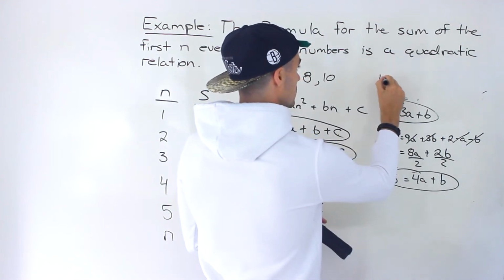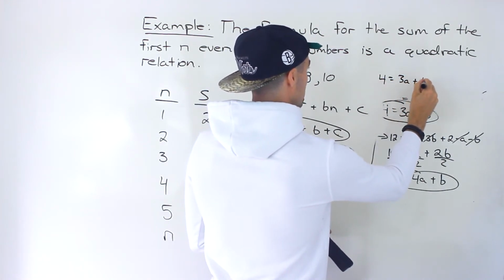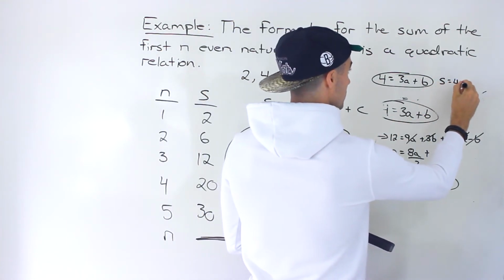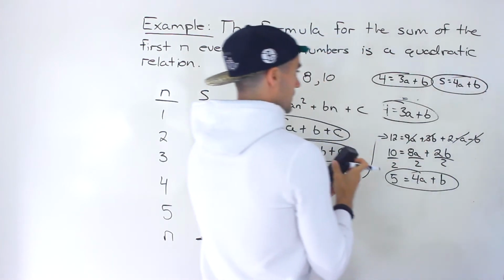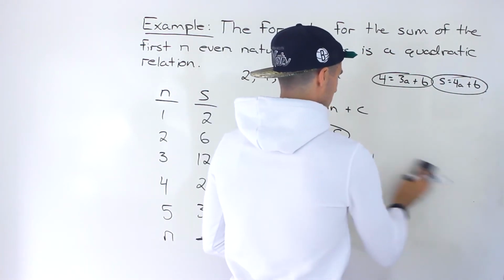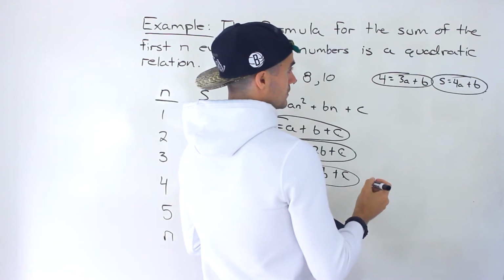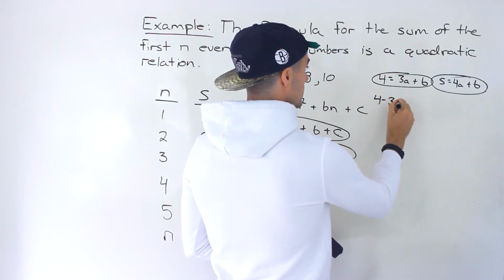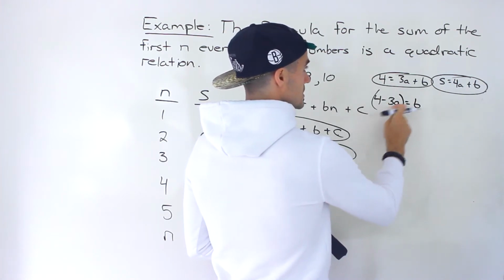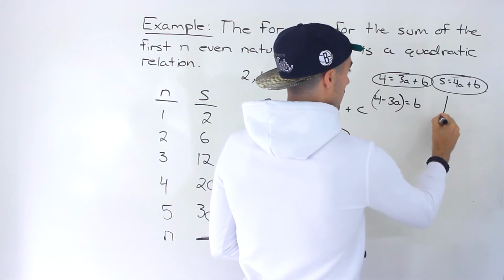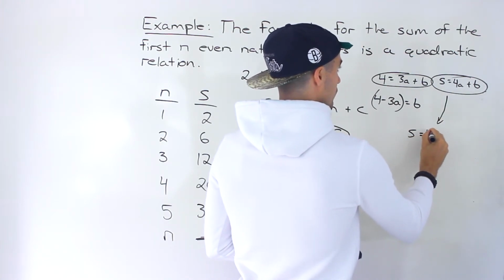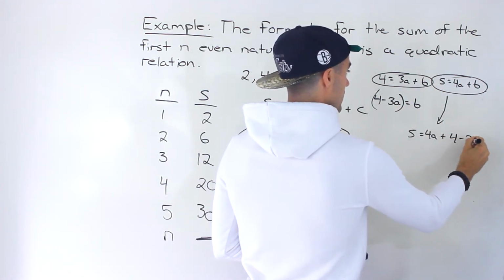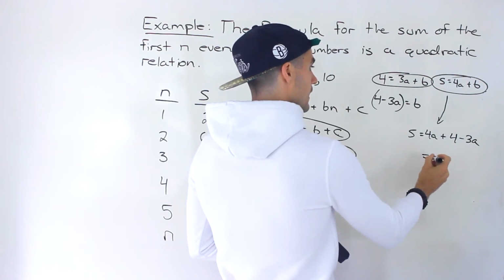So let me write those up here. So we'll have 4 equals 3a plus b. There's one equation. And then this equation I'll write over here. 5 equals 4a plus b. So from here, what we can do is, let's isolate for this b, so I'll bring the 3a over. I'll have 4 minus 3a is equal to b. Then I'll take this, plug it in for this b. So we'll end up with 5 equaling 4a plus, instead of the b, I'm going to write the 4 minus the 3a, like that.